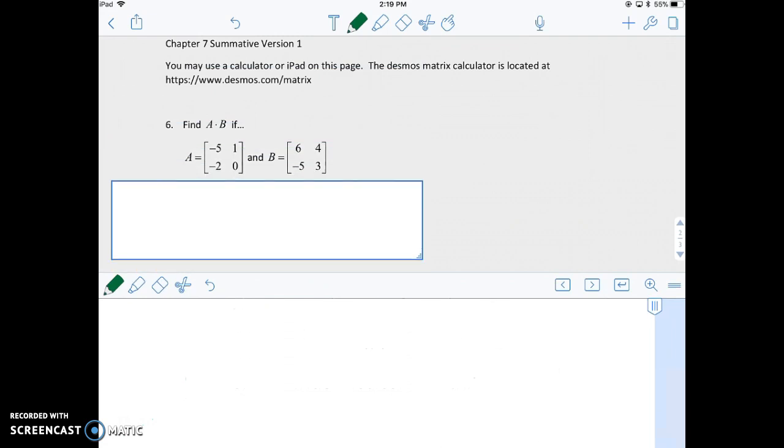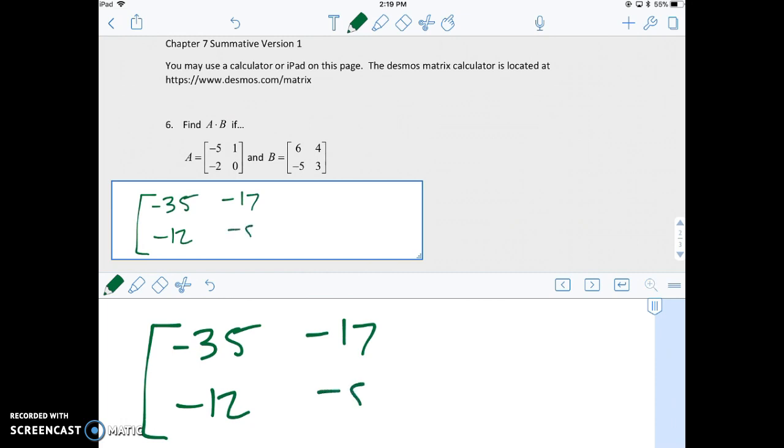Keep in mind that if you're going to multiply by hand, you're going to do it row times column. So if you wanted to find row 1, column 1 of the multiplied matrix, you need to multiply row 1 from A, column 1 from B, so on and so forth. Desmos will do this for you, so if you would like to try it by hand, you can. Otherwise, you can plug it into Desmos Matrix Calculator and then type in A times B, and you will get negative 35, negative 17, negative 12, and negative 8.